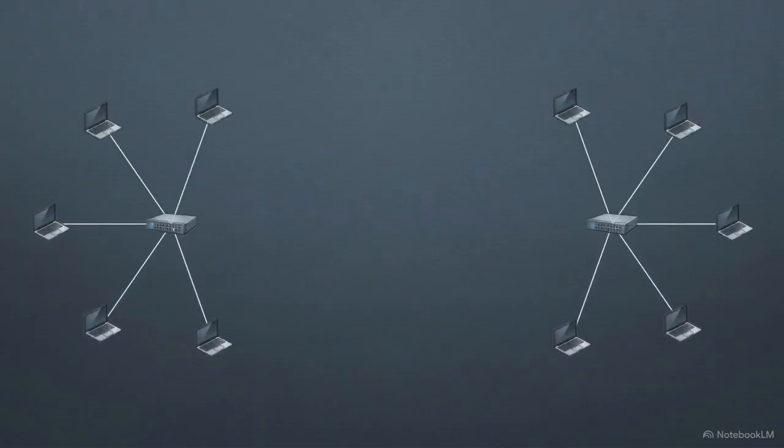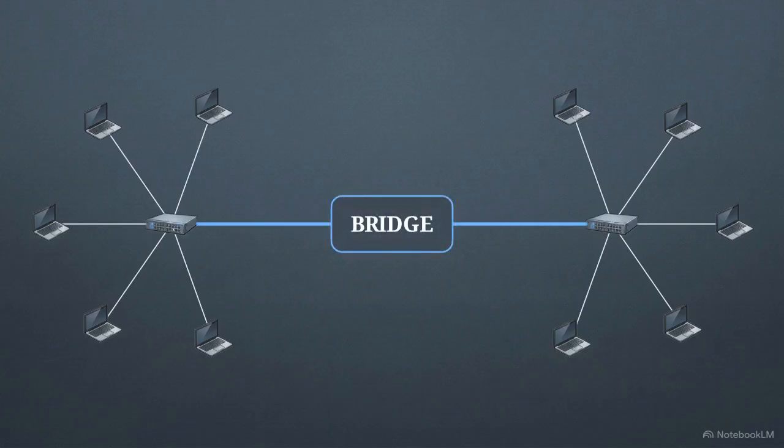Another bottleneck appears when connecting entirely separate local networks. We link these segments using a bridge. The bridge filters traffic by checking hardware addresses. It keeps internal traffic contained, only allowing packets to cross if they belong on the other side.